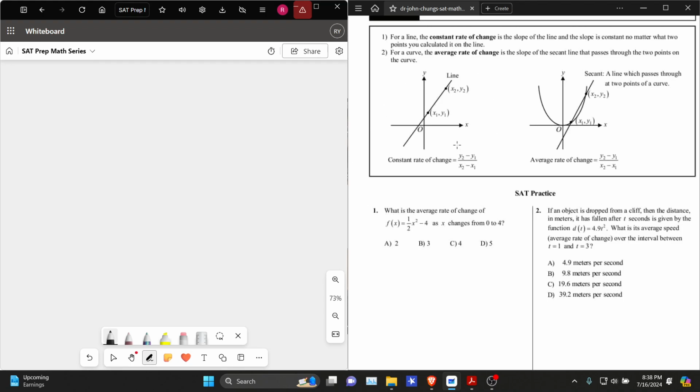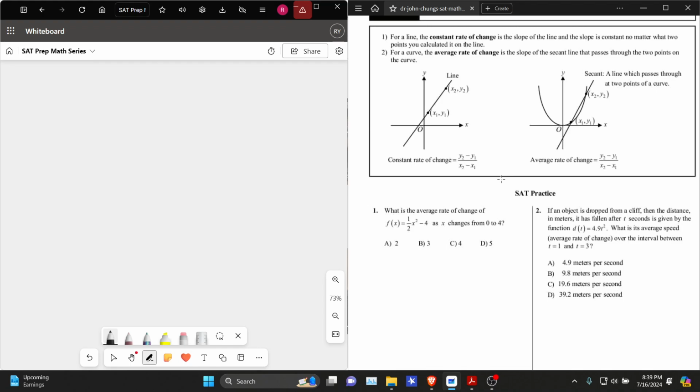And for a curve, the average rate of change is the slope of the secant line that passes through the 2 points. The secant is a line which passes through 2 points of a curve, which is shown here. And that's how you find the average rate of change of a curve, like a quadratic function or a cubic function.